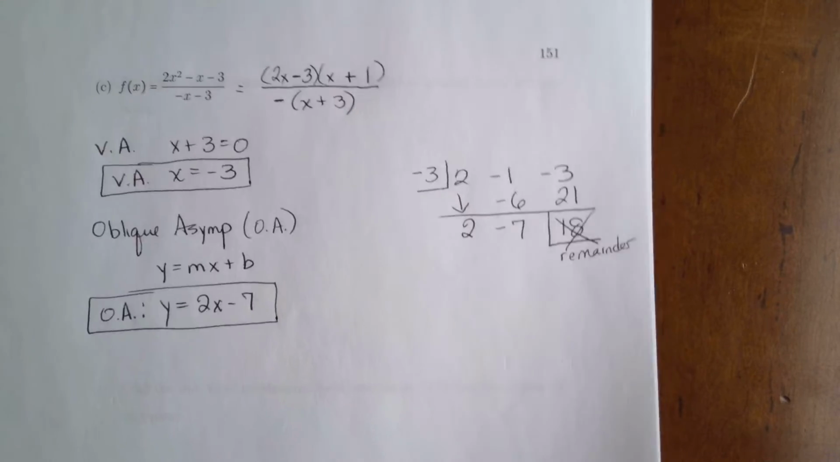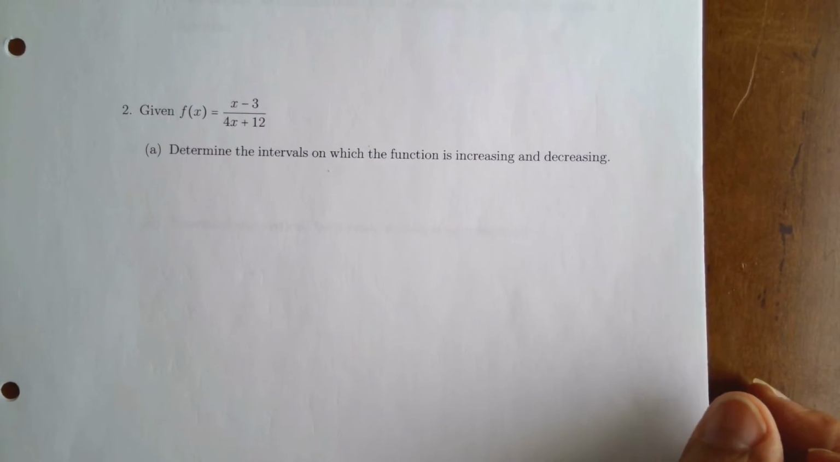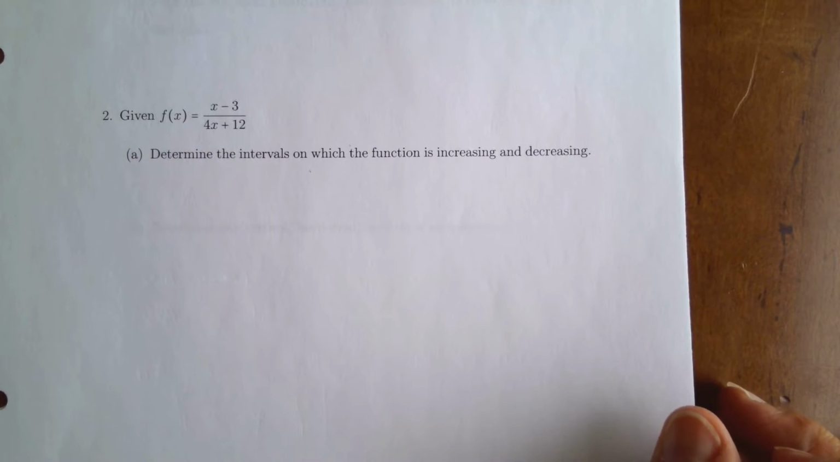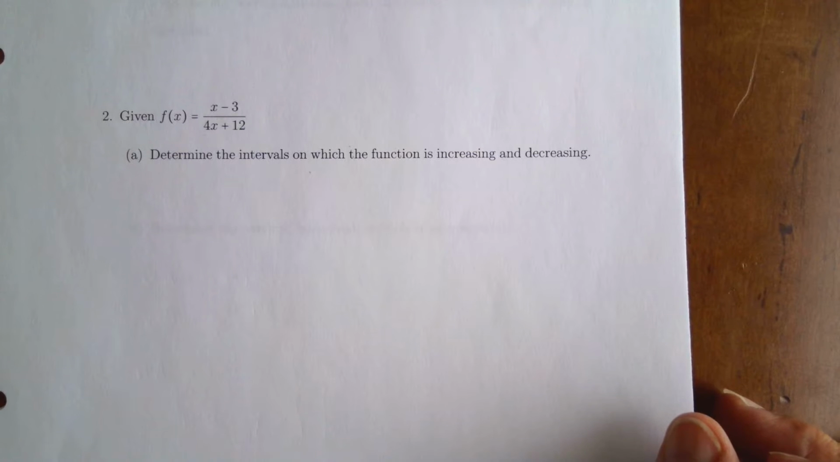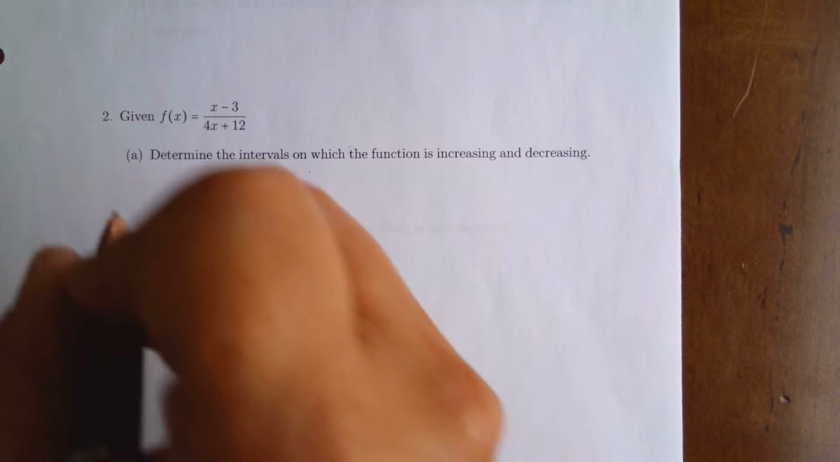All right, moving on to number 2. Now we're going to do our function like we did in polynomials, going through all of the things we need to be able to sketch this graph. Where is the function increasing, decreasing? Where is it concave up, concave down? Are there any other points we have, and so forth. To start, we have to find where the function is increasing and decreasing, which is the first derivative.